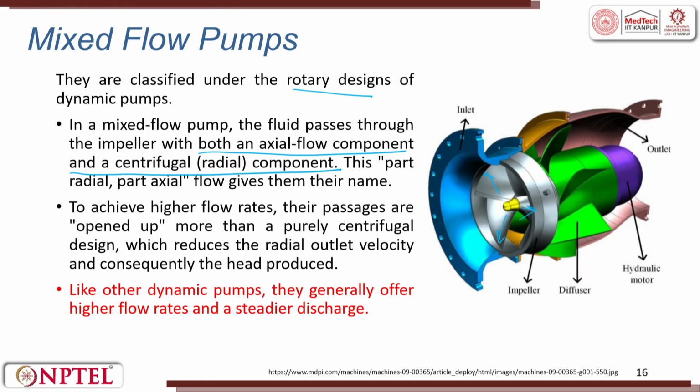This part radial, part axial gives the name, which is mixed flow. So, you can see here, this is axial flow and then radial flow. To achieve high flow rate, their passages are open more than the purely centrifugal design, which reduces the radial outlet velocity, and consequently less head is produced. Like other dynamic pumps, they generally offer high flow rate and steadier discharge. That is why we go for a mixed flow pump.